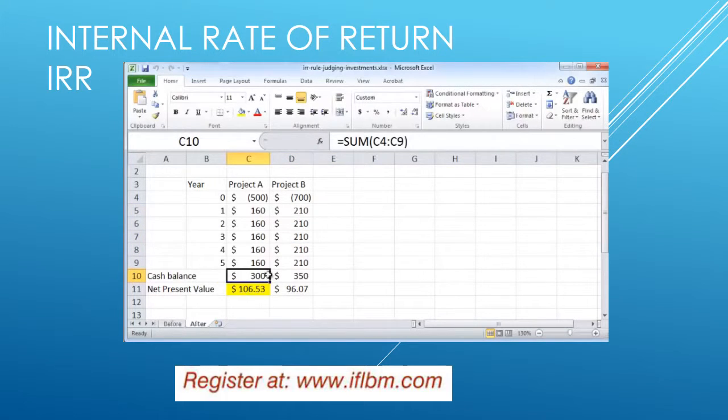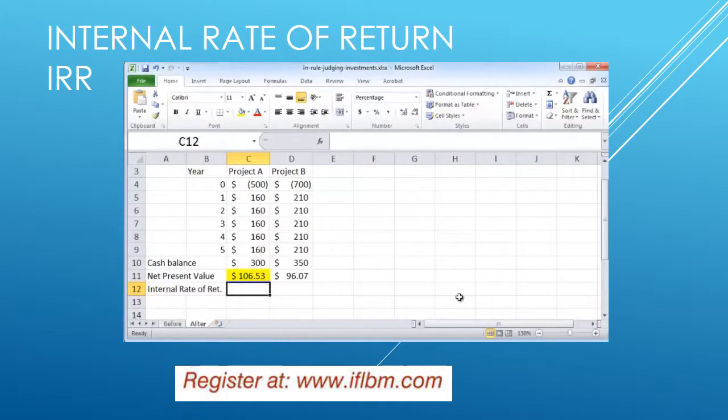Now, if you were to just add the cash balances, project B appears more attractive because project A has less cash. But as we saw in the previous NPV example, the net present value of project A is higher than the net present value of project B, and so it should be chosen. Let's compute the internal rate of return for each of these projects.